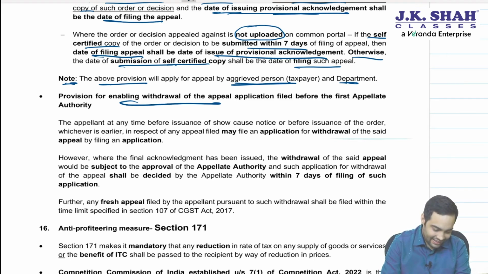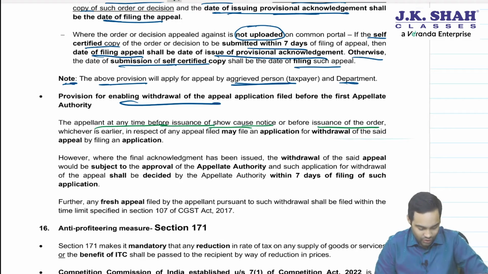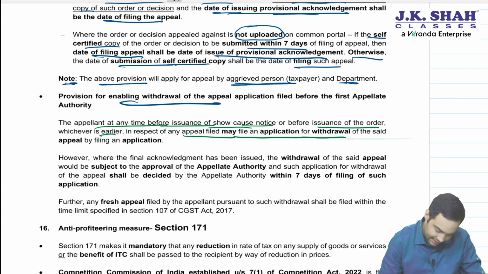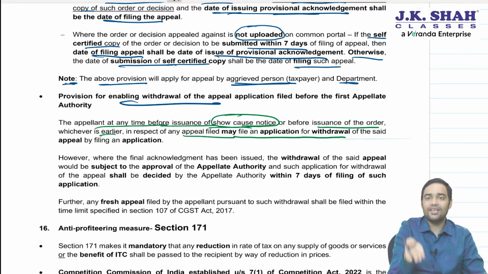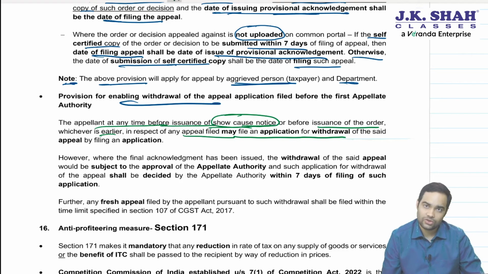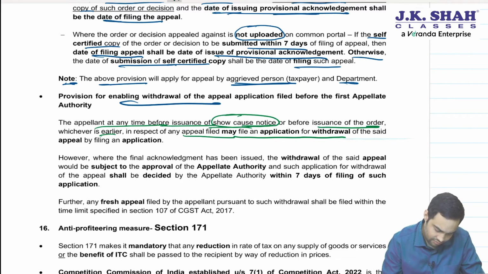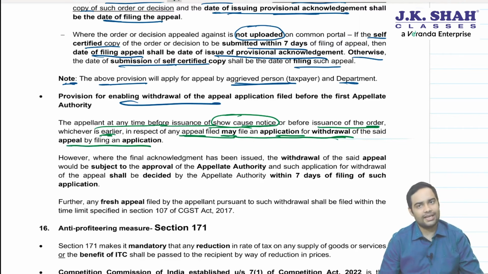Let's see. The appellant, at any time before issuance of show cause notice or before issuance of order, whichever is earlier, in respect of an appeal may file an application for withdrawal. See, remember one thing. Sir, can a show cause notice be issued by appellate authority? Yeah. If you see section 107 carefully, appellate authority has the power to enhance the liability. But if there is an enhancement of liability, it cannot be done without a show cause notice. And that's why you find this show cause notice. So before show cause notice or before order, whichever is earlier, in respect of any appeal filed, may file application for withdrawal of the said appeal by filing an application.